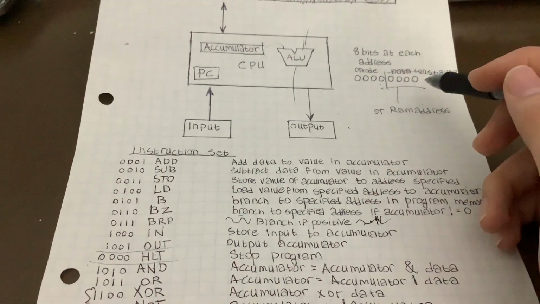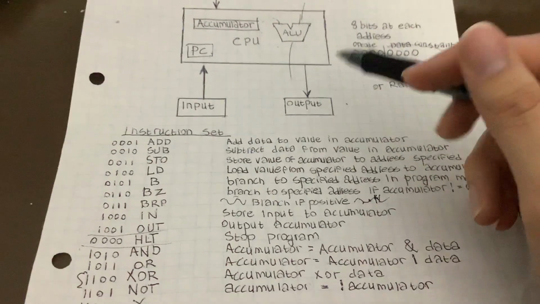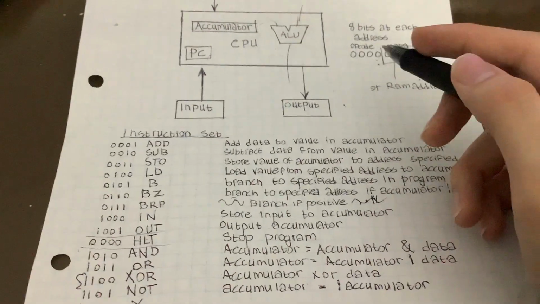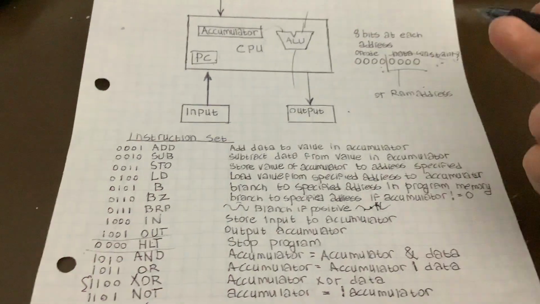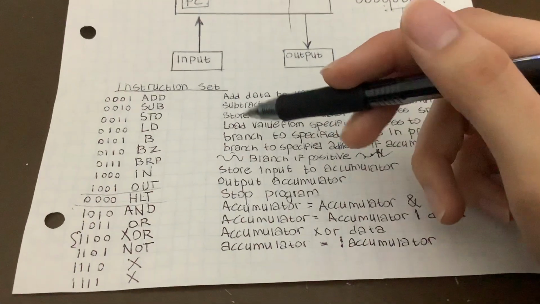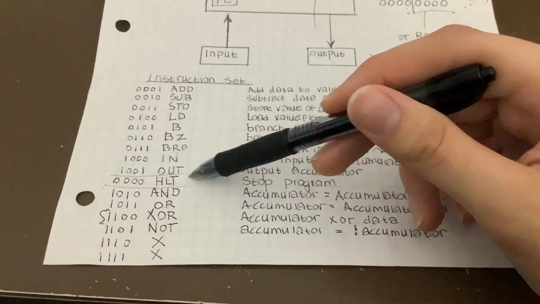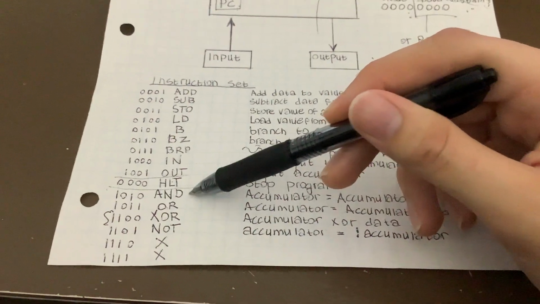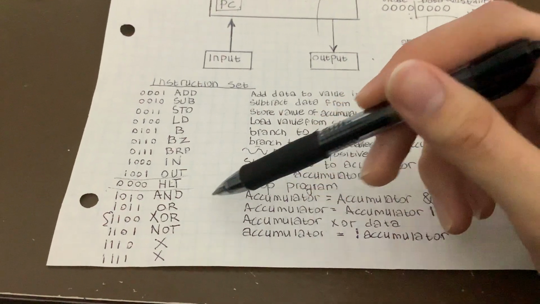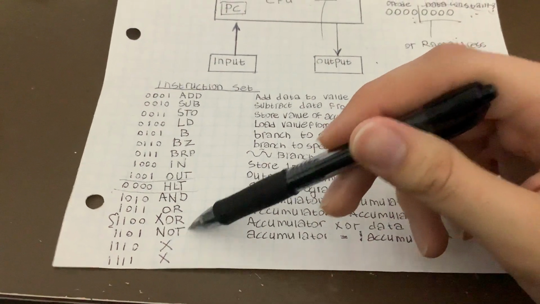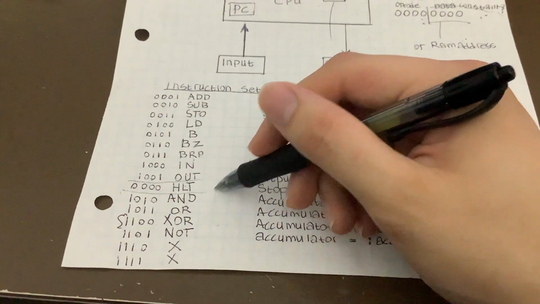No floating points, no signed numbers, nothing like that. Though you could implement that with software, but with 4 bits, what are you going to do? You have 4 bits. So yeah, you have that, and then you have input, output, halt, which stops the CPU, and then your bitwise operators: and, or, exclusive or, not, and really all you need is and, or, and not.